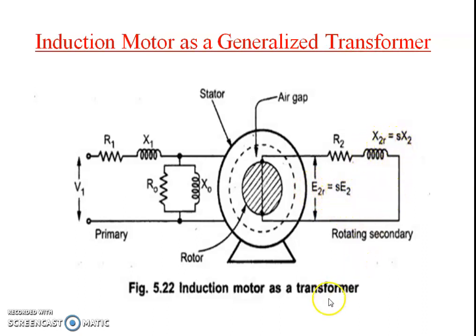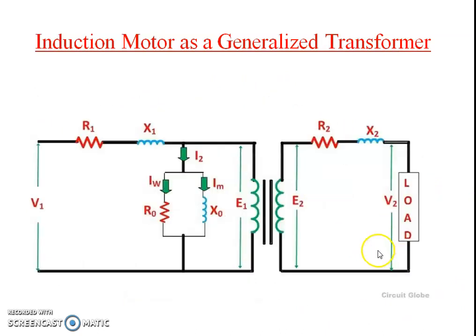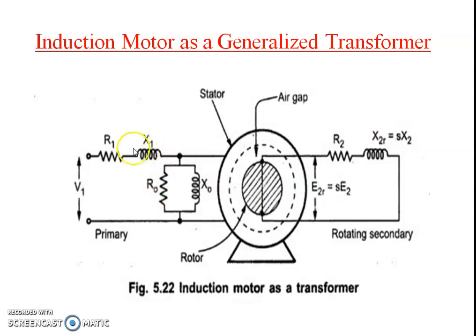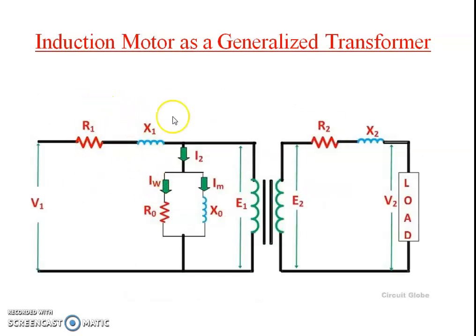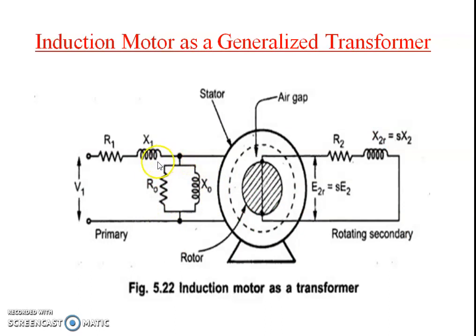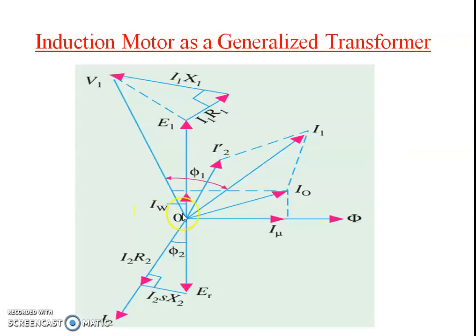So this is the equivalent circuit of the induction motor as compared to the equivalent circuit of the transformer. The transformer has R1 and X1; similarly here R1 and X1. This is the stator winding here, and the primary winding there. This part is the no load component of the primary winding of the transformer, while this part is the no load component of the induction motor.